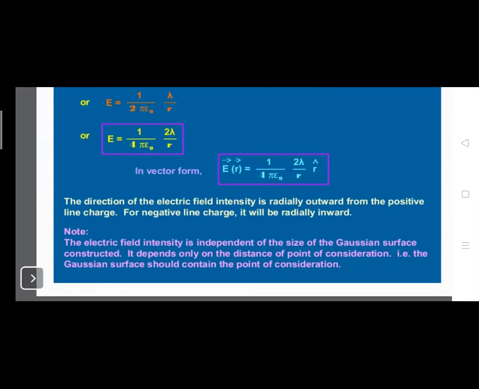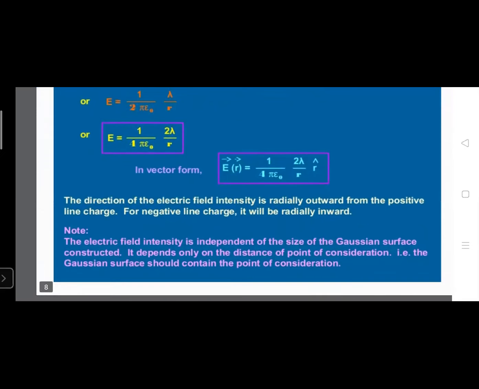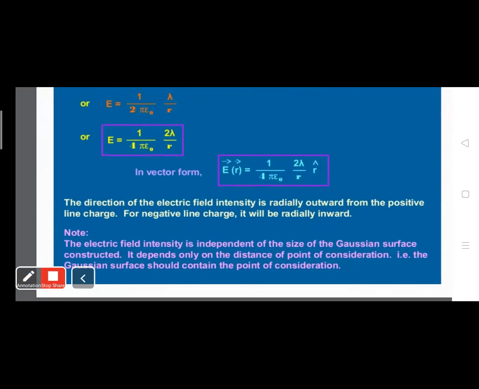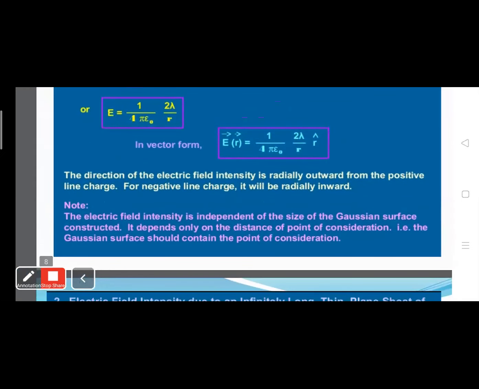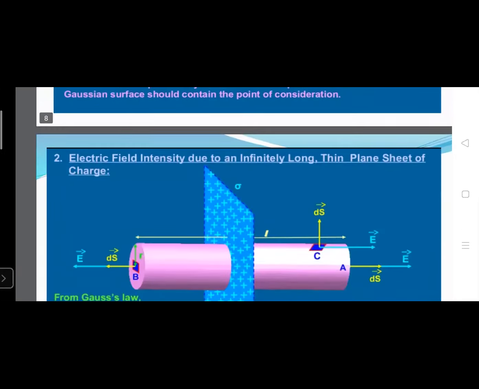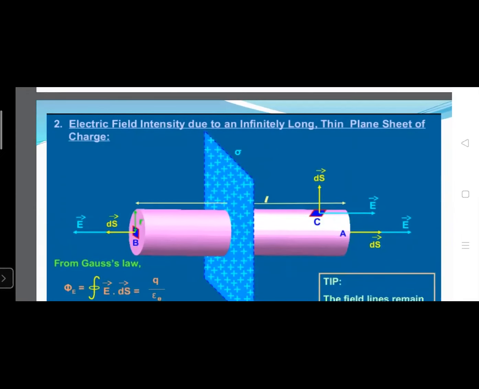The vector form of this equation is given by this. The direction of the electric field intensity is radially outward from the positive line charge. For a negative line charge, it will be radially inward. We have already discussed this topic. Now note, here the electric field intensity is independent of the size of the Gaussian surface constructed. It depends only on the distance of the point of consideration. That is, the Gaussian surface should contain the point of consideration. Clear?